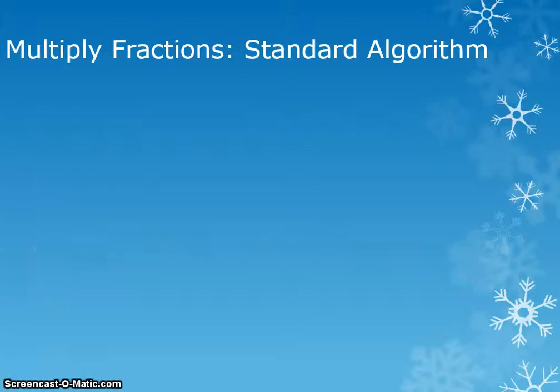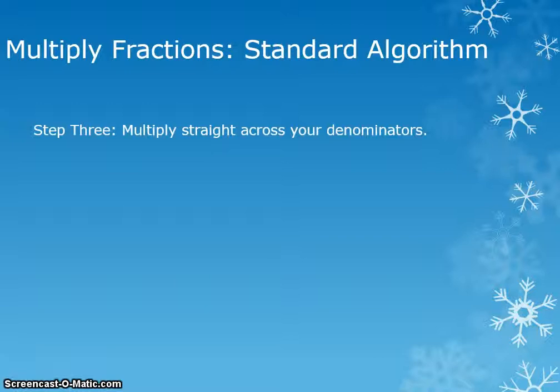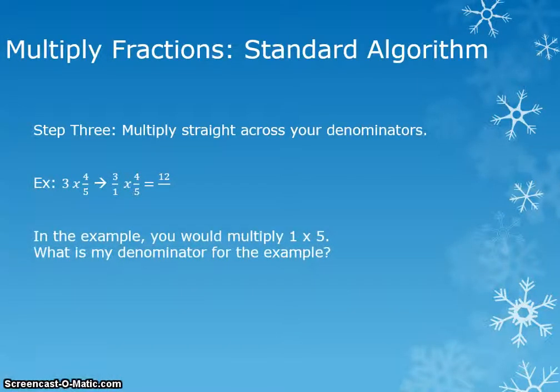What do you think our next step will be? If you guessed that you would multiply straight across your denominators, you were correct. This is where it is different from addition and subtraction. You will still multiply straight across. So in our example, you would multiply 1 times 5. When I multiply 1 times 5, what is my denominator? Excellent. My denominator for our example is 5.